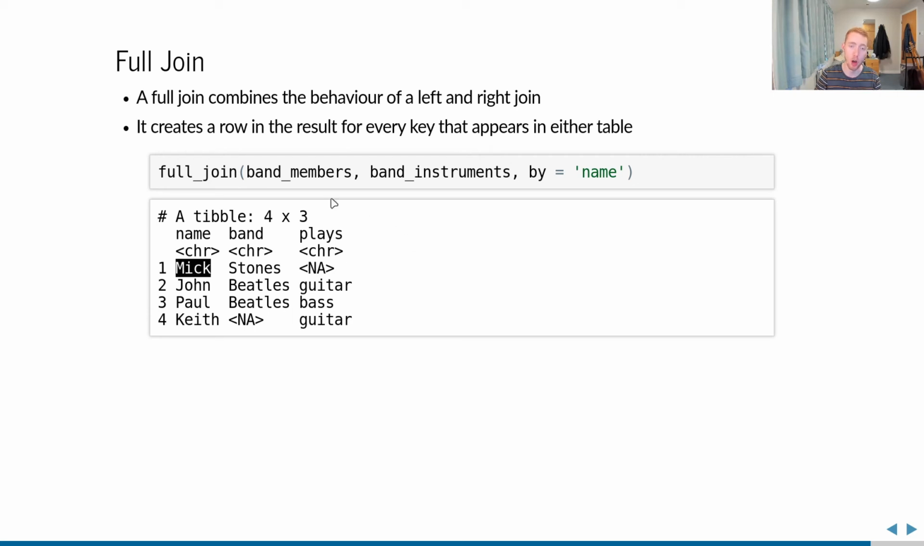Mick, we didn't know what he played. He wasn't in band instruments. We get an NA here. And Keith, he wasn't in band members. We don't know what band he was in. So just these 2 missing values here. And so it's more flexible.